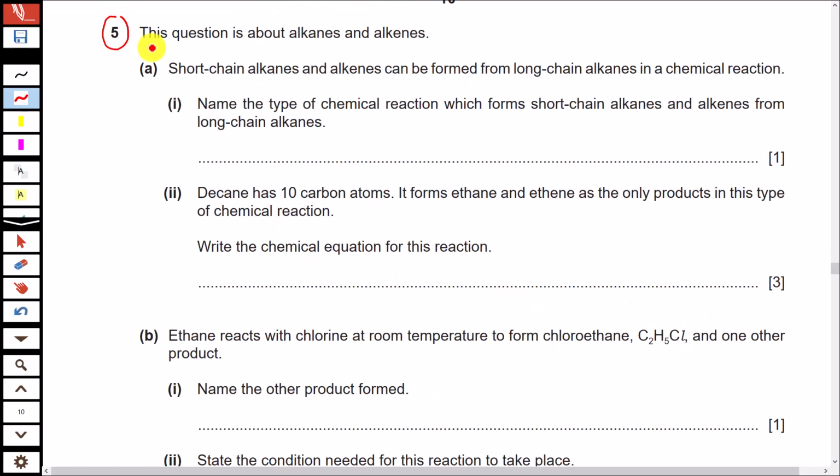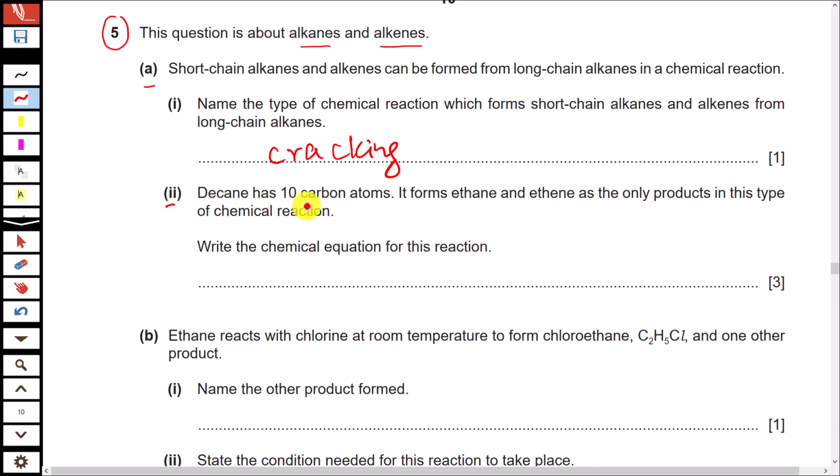Question 5. This question is about alkanes and alkenes. A part, short chain alkanes and alkenes can be formed from long chain alkanes in a chemical reaction. Name the type of chemical reaction which form short chain alkanes and alkenes from long chain alkanes, that is cracking.